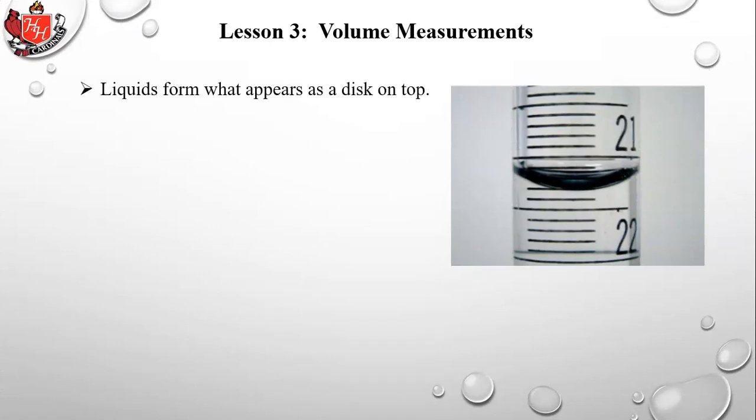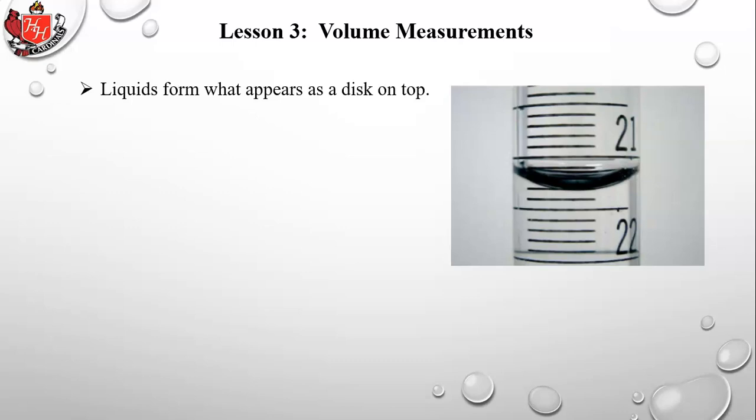Liquids form what appears as a disc on the top, and that glassware over there that you're seeing is called a burette. We're going to use those in class, and you're going to get a chance to use those this year. So you see that kind of funny looking little disc. And the reason why water forms that shape against glass, we'll talk about. It has to do with some of the magnetic properties of water and of the glass. So that's called a meniscus.